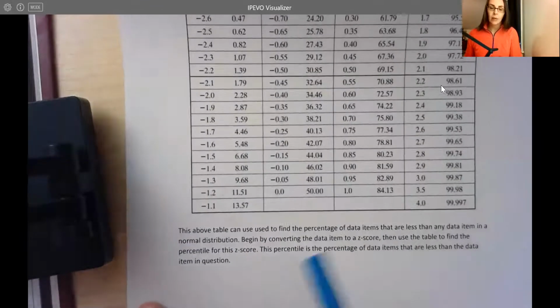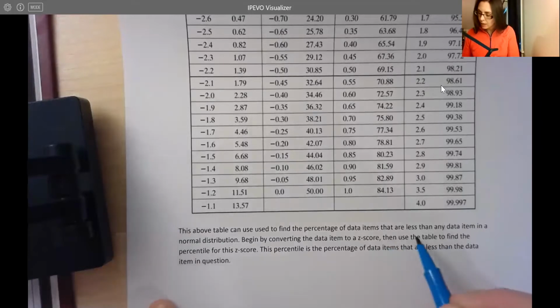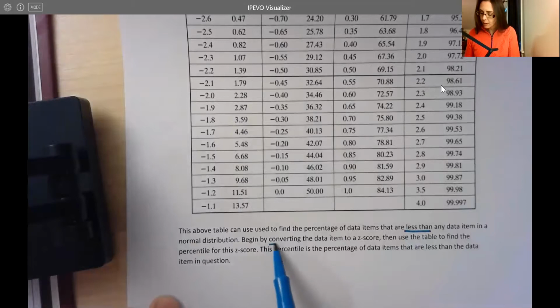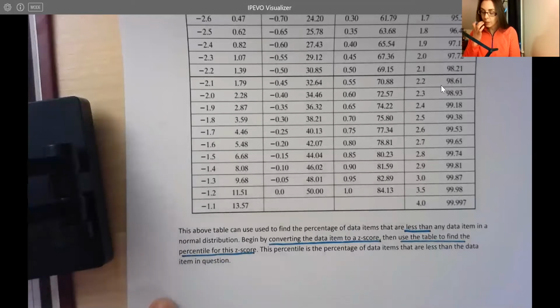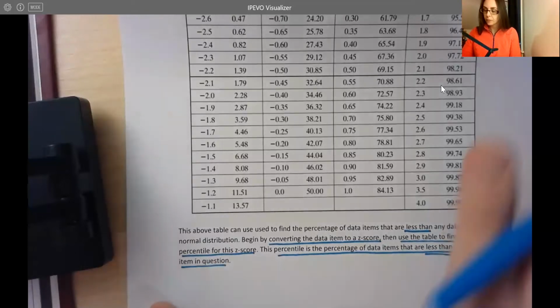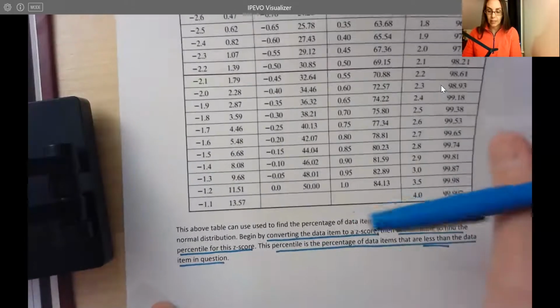So the above table can be used to find the percentage of data items that are less than any data item in a normal distribution. So key is that it's less than. We're going to begin by converting the data item to a z-score, and then we're going to use the table to find the percentile for this z-score. That percentile is the percent of data items that are less than the data item in question, so what we're focusing on. And I think this will make more sense once we actually see an example.